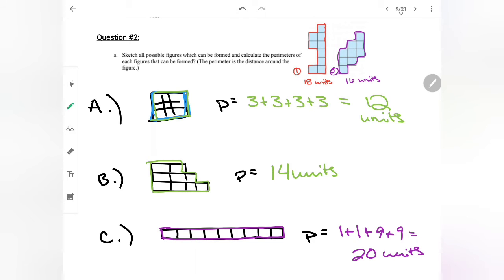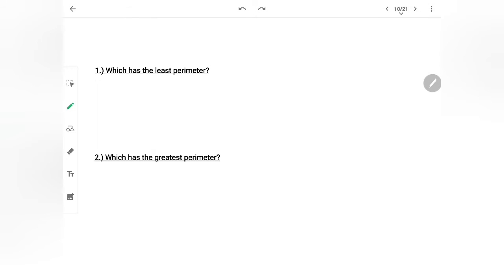And as far as a 9-block figure like this goes, the main perimeters that you're really going to find, even after rearranging the shape, are going to be 12, 14, 16, 18, and 20 units. So let's go ahead and take a look at our perimeters here in just a sec and determine this.